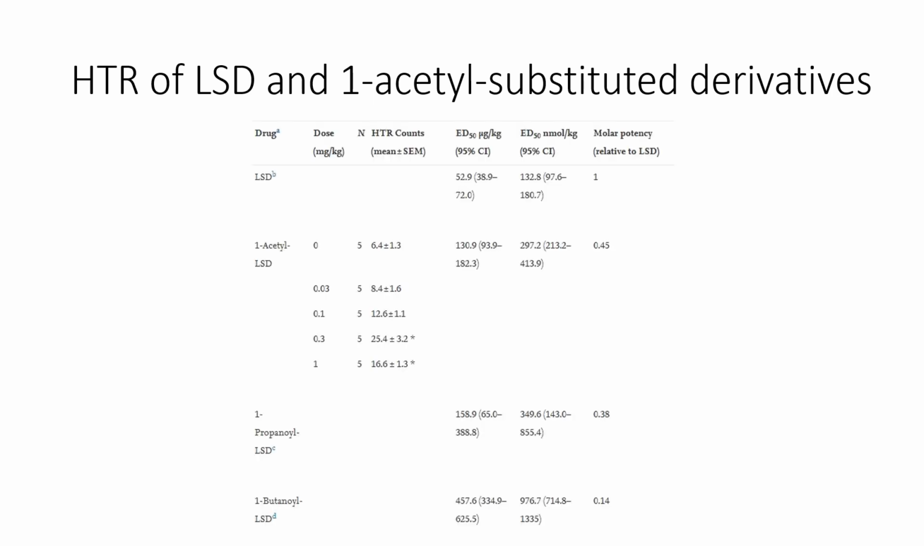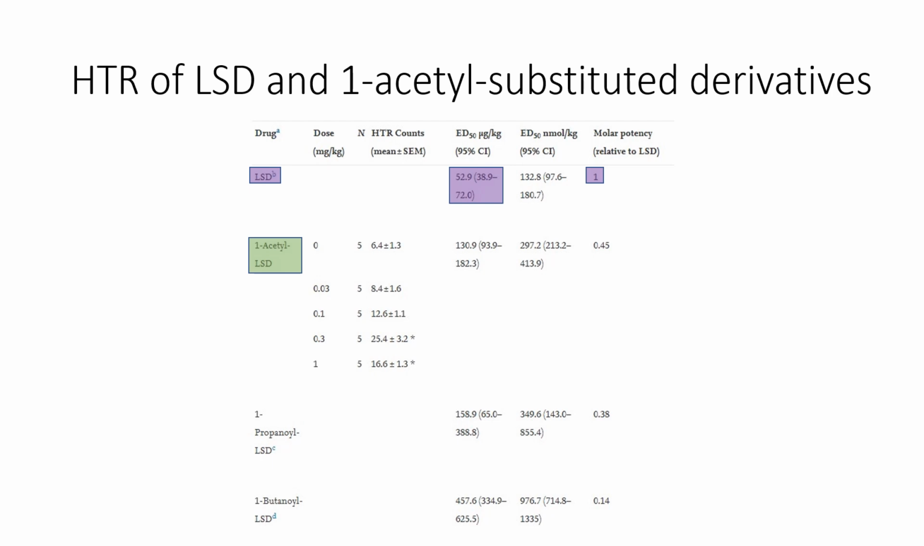The first drug measured in this publication was LSD. This has an ED50 value measured to be 52.9 micrograms per kilogram. We talked about this idea that the ED50 is the concentration of drug needed to produce half the maximal response, and thus it is used to measure potency. The smaller the ED50 value, the closer to 0, the more potent the drug is. Its molar potency relative to LSD, or itself, is just 1.